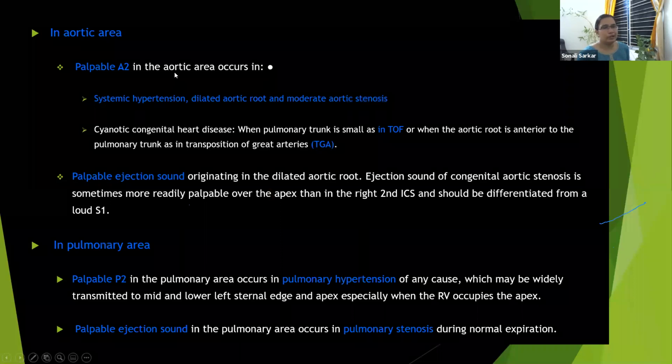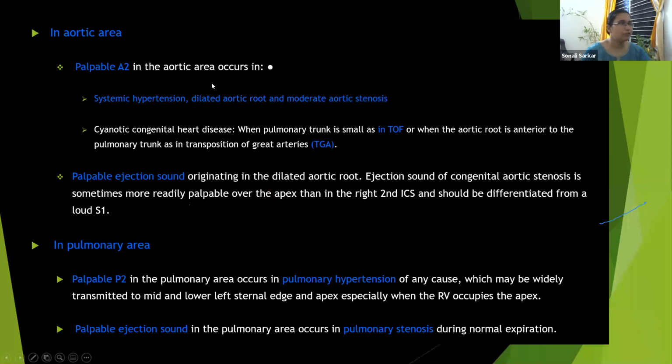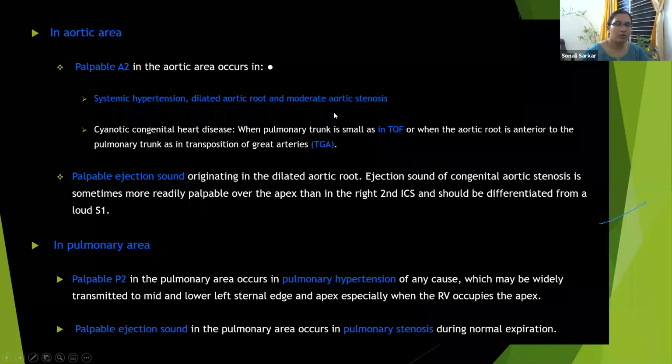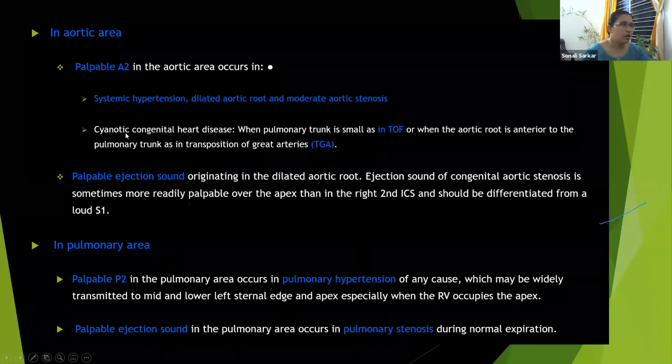So what can you palpate in the aortic area? You may find a palpable A2, that is the palpable aortic component of the second heart sound. It can occur in systemic hypertension, dilated aortic root, and in aortic stenosis. Also, it can occur in cyanotic congenital heart disease, when the pulmonary trunk is small, as in TOF, or when the aorta is anterior to the pulmonary trunk. Normally, the pulmonary trunk is anterior to the aorta. So if you can feel the aorta, that means either the aorta is large or the aorta is anterior. The aorta is relatively large in TOF and the aorta is anterior in TGA, transposition of great arteries.